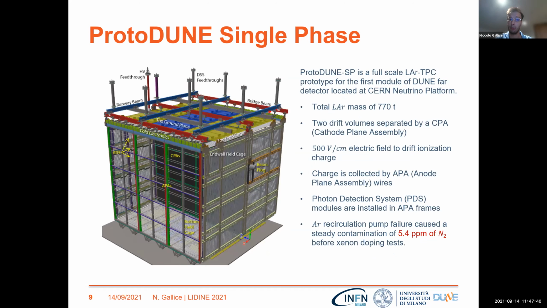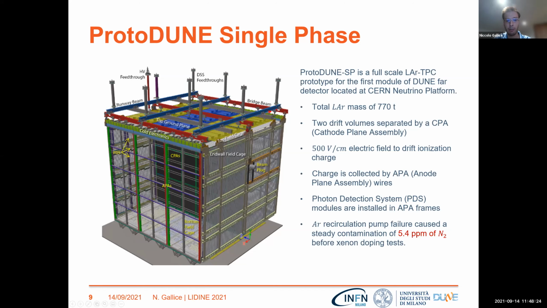So we performed this in ProtoDUNE. ProtoDUNE single phase is a full-scale liquid argon TPC prototype of the first module of the DUNE far detector that is located at the CERN Neutrino Platform. It essentially consists of 770 tons of liquid argon in mass. It has 2 drift volumes separated by a cathode plane assembly, called CPA, that creates a 500 volt per centimeter electric field to drift ionization charge towards the anode plane assembly wires, APAs. The PDS system, so the photon detection system, is installed inside the APA frame in the form of bars.